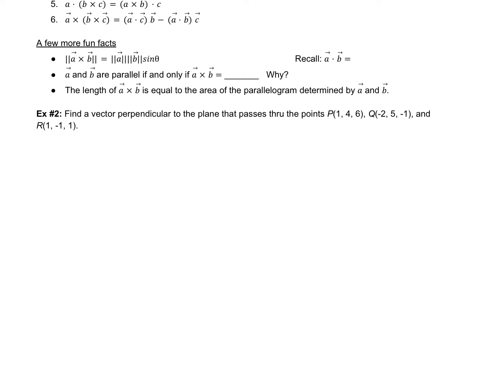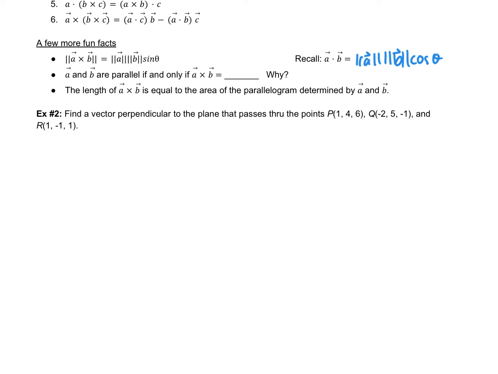First fun fact, the magnitude of the cross product is equal to the magnitude of A, the magnitude of B, and sine of theta. Now, what I want to remind us of is that the dot product is the magnitude of A times the magnitude of B times cosine of theta. So they're pretty similar.